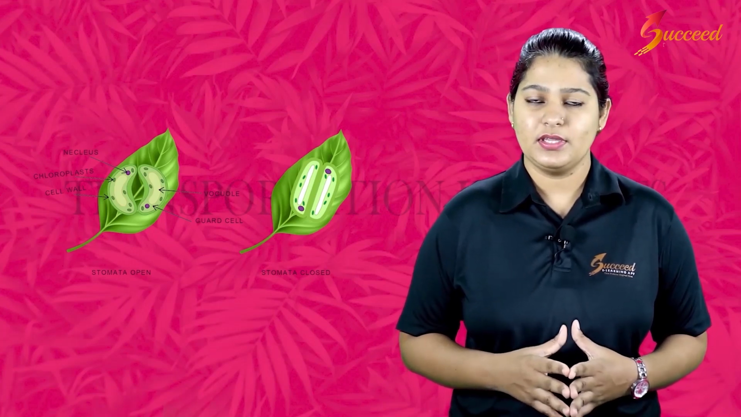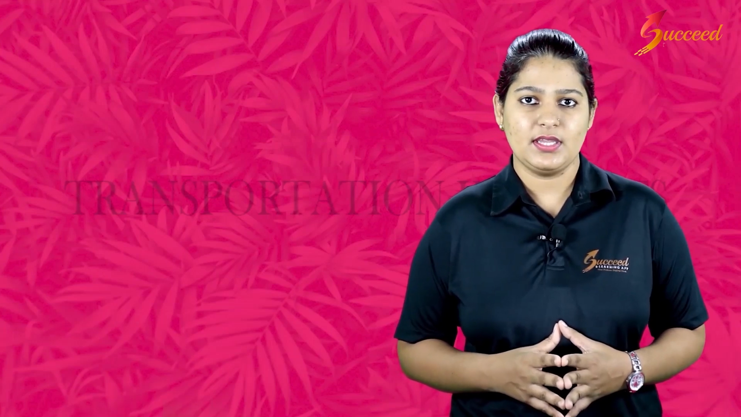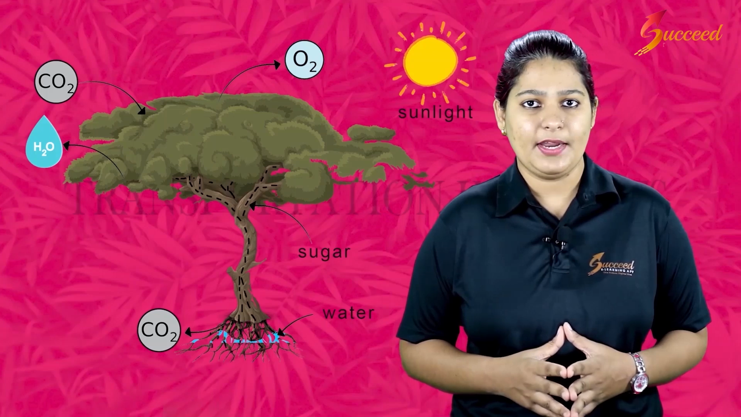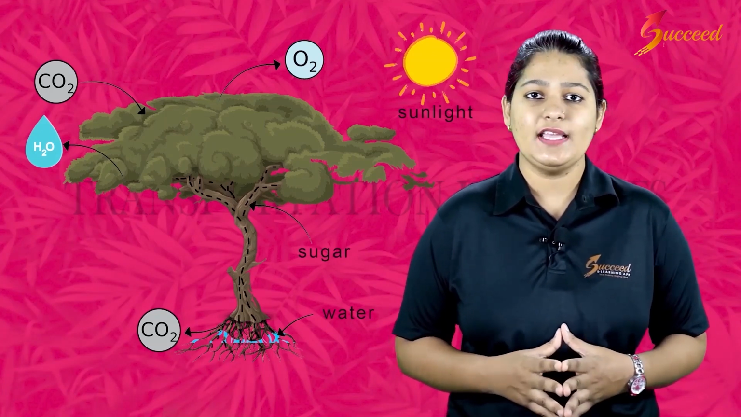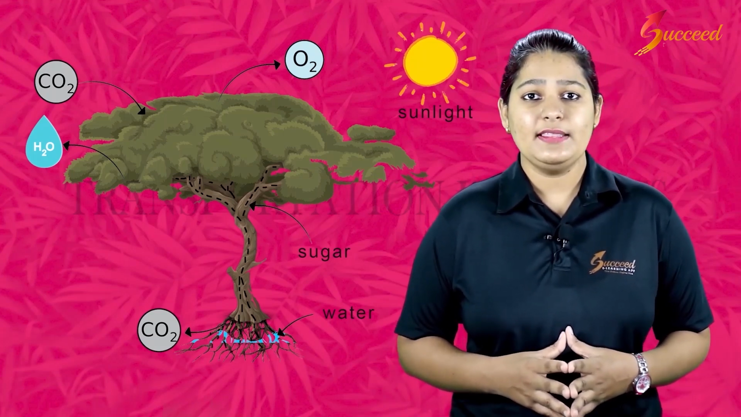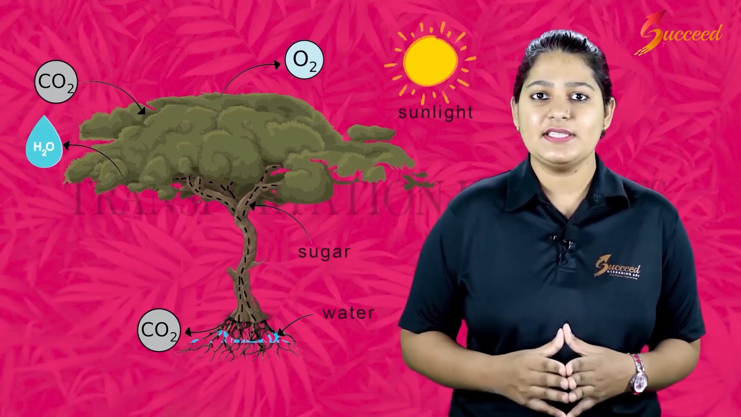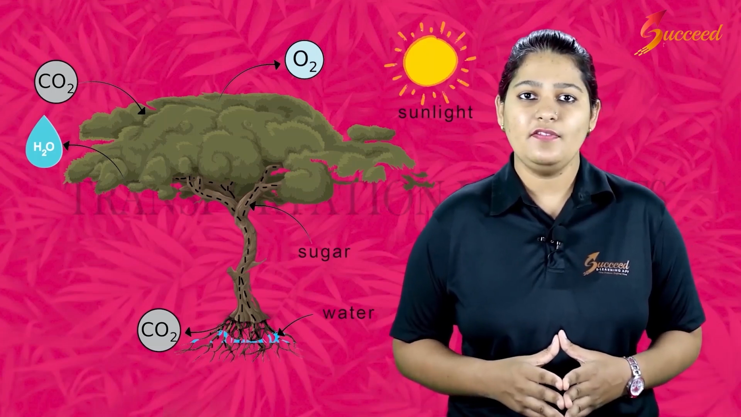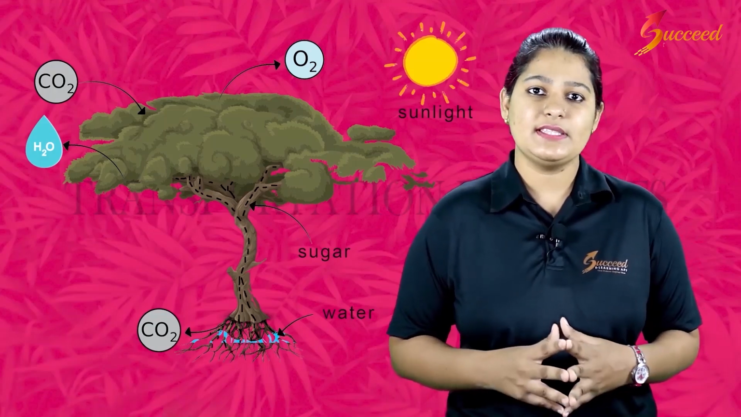Transportation of food. Plants synthesize their own food by the process of photosynthesis. This food has to be transported to all the parts of the plant body, and this occurs with the help of vascular tissue called phloem. The movement of food in the plant is bidirectional. That means it happens upwards and downwards, whereas the movement of water is always from the roots to the other parts of the body, which is upwards.